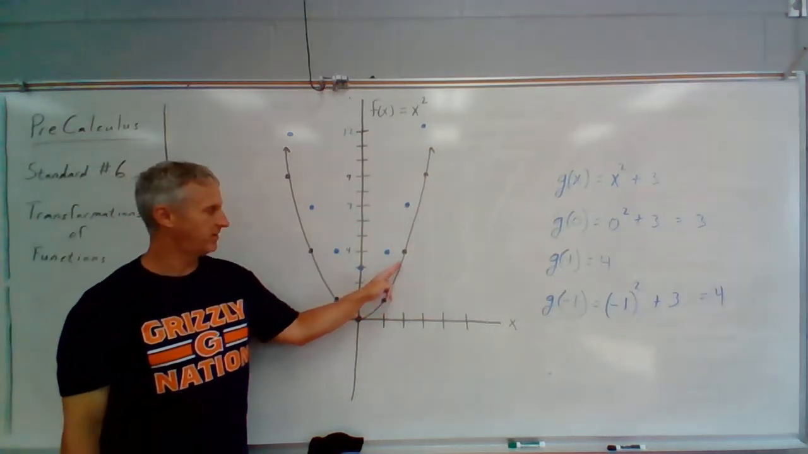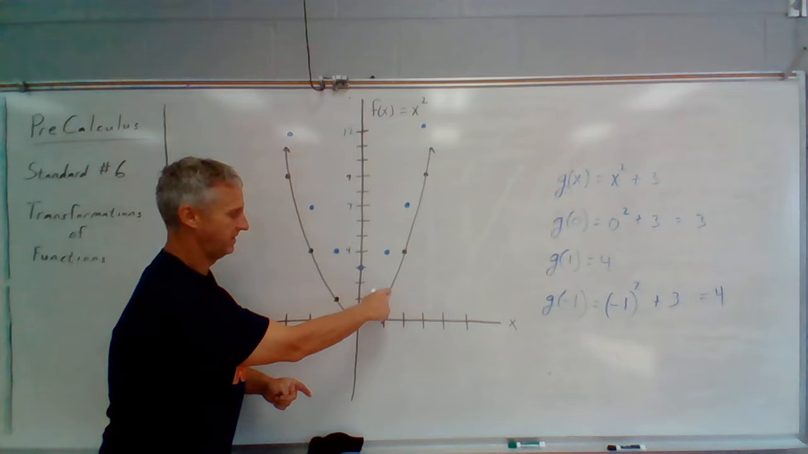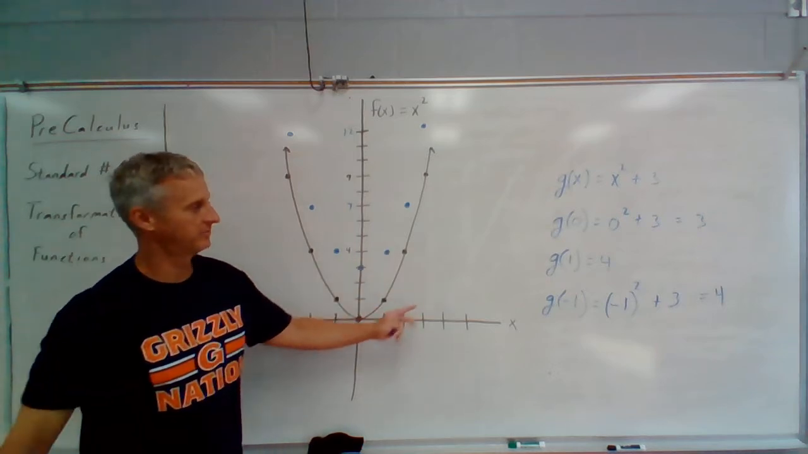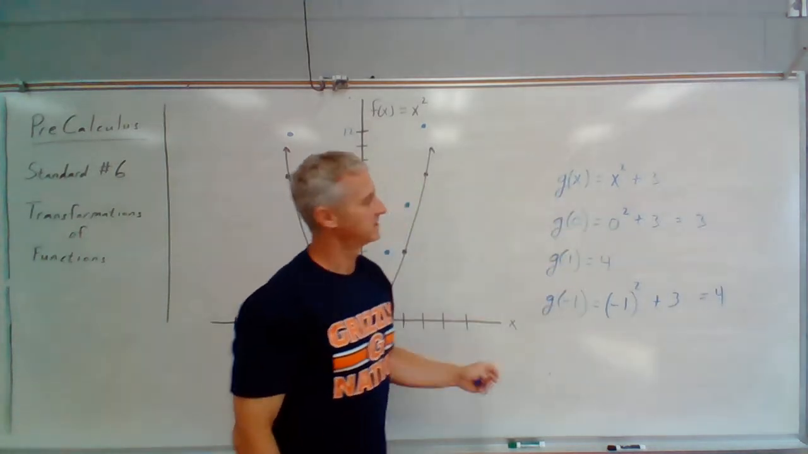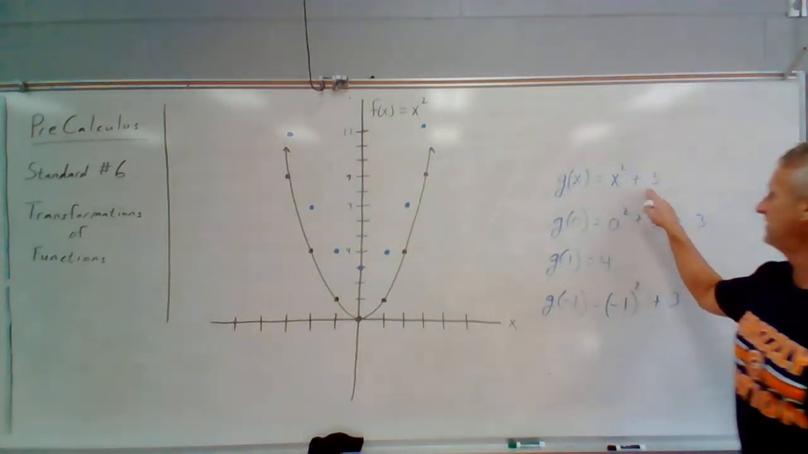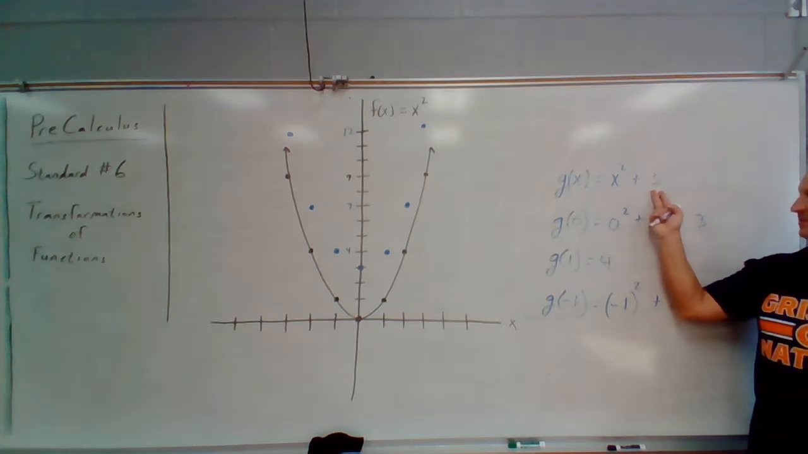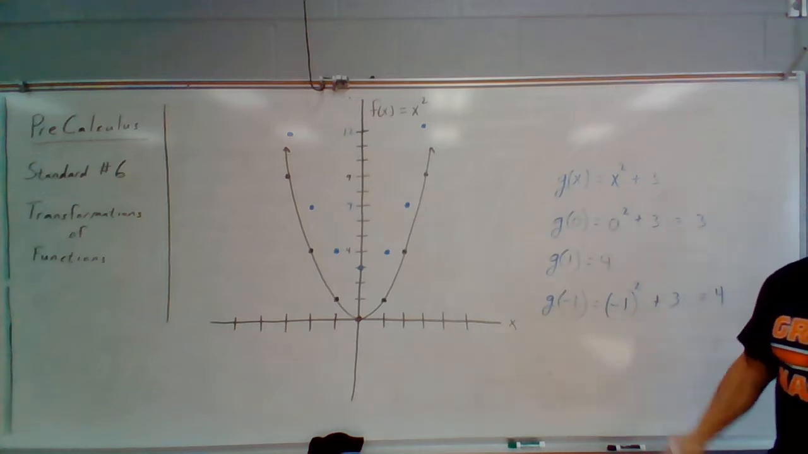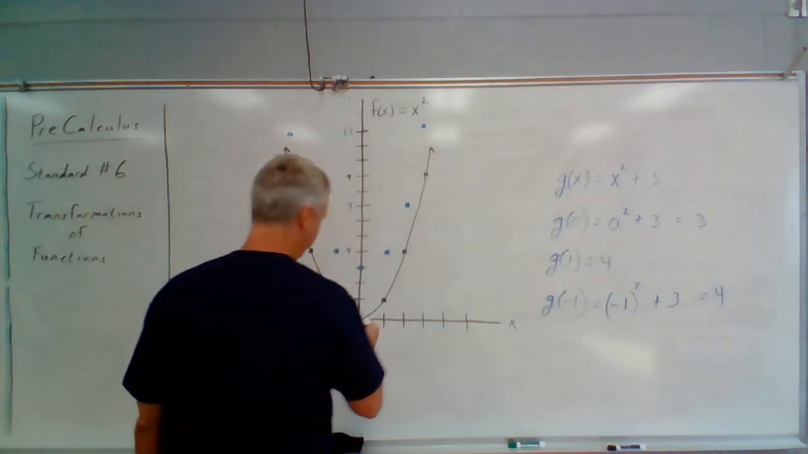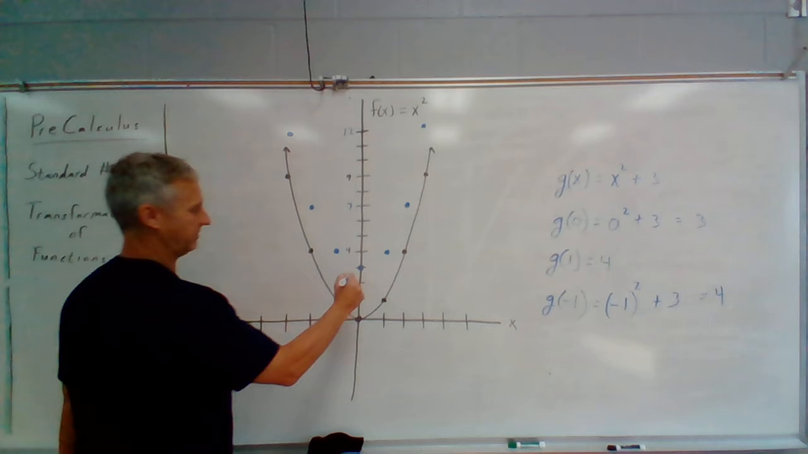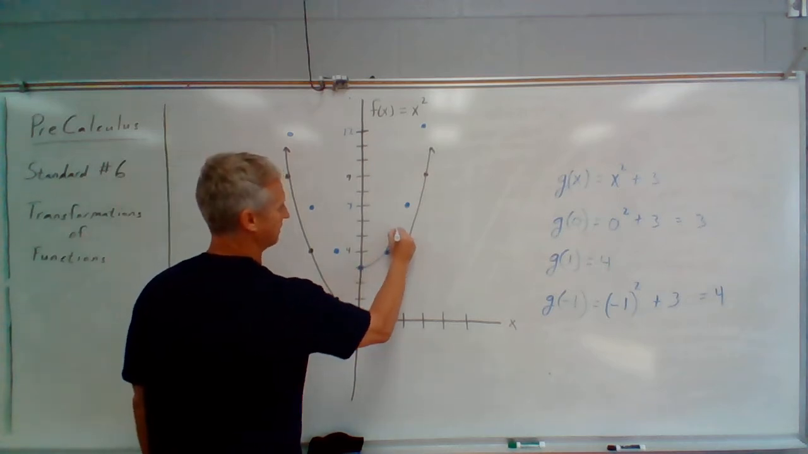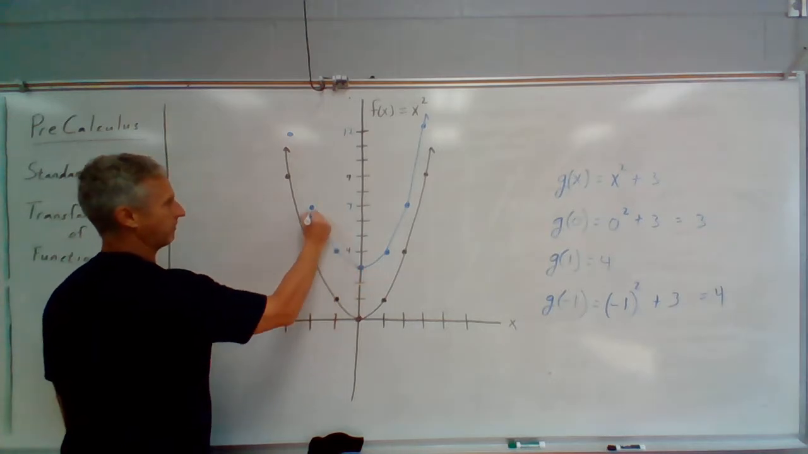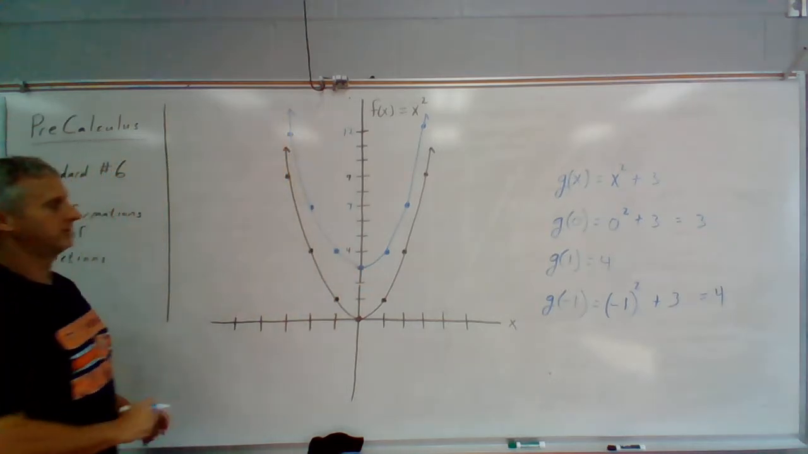Any point on this black graph, say this point here, if I plug the same x value into the blue function, I would get a point 3 units higher. So this 3 out here, if I add that 3 to the function, it's going to take the original x squared function and shift it up 3 units. So every point on the graph goes up 3. So my new graph would look like that.